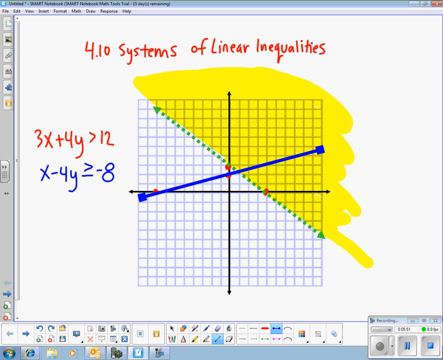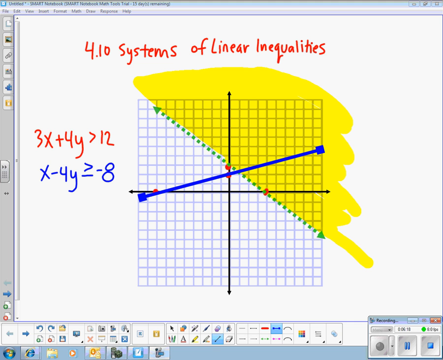If I put in 0, 0 as a test point, I get 0 is greater than or equal to negative 8, which is a true statement. So if 0, 0 works, then everything below this line will also work. So this inequality needs to be shaded below. And this shows that you can't always just go with greater than is above and less than is below.